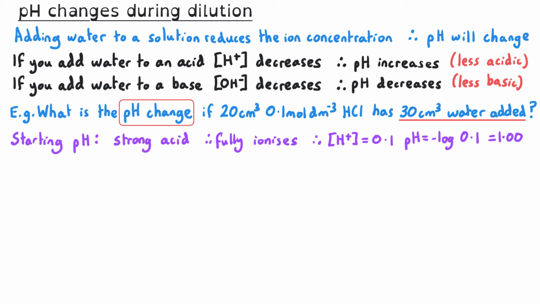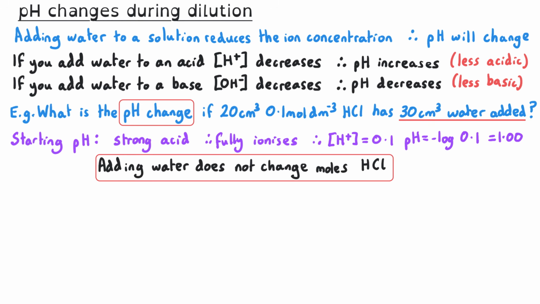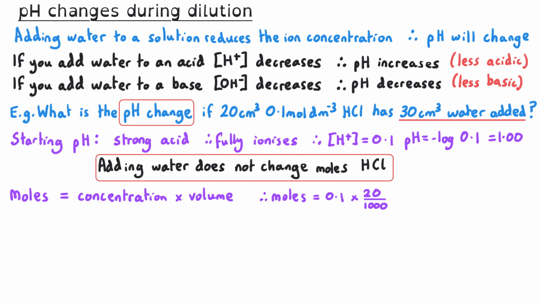We've added water to this hydrochloric acid solution, but this will not change the moles of hydrochloric acid present, since water is neither acidic nor basic. And so we can work out the moles of hydrochloric acid by using moles equals concentration multiplied by volume, so moles will be 0.1 multiplied by 20 divided by 1000, since volume needs to be in dm cubed. This gives us 2 times 10 to the minus 3 moles of hydrochloric acid before we added water, and this is still going to be the case after dilution.